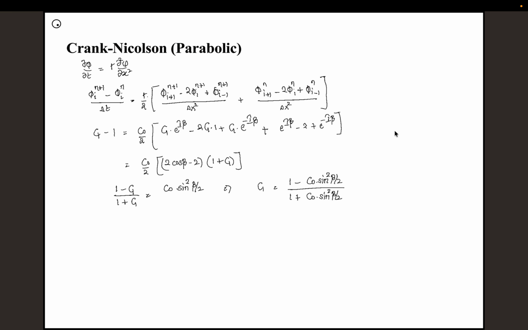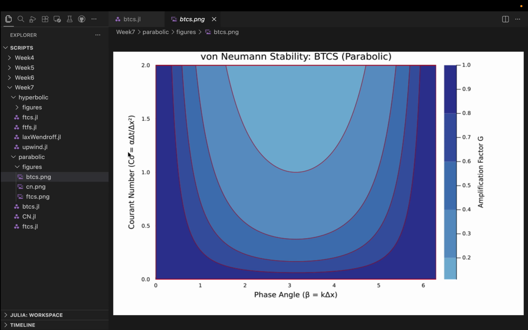So you can see both of these terms are positive. So this particular quantity is always going to be less than or equal to 1. And this is actually second order accurate in time. So this is an unconditionally stable algorithm. We can also observe that from the phase plot here.